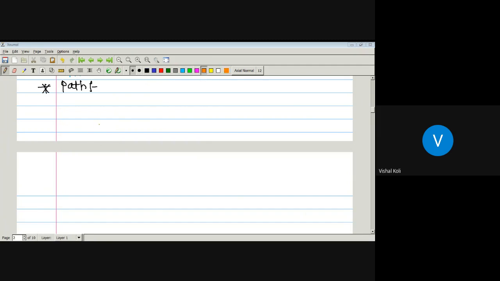An open walk in which no vertex is repeated is called a path. Okay, so what is a path? It is an open walk in which no vertex is repeated.